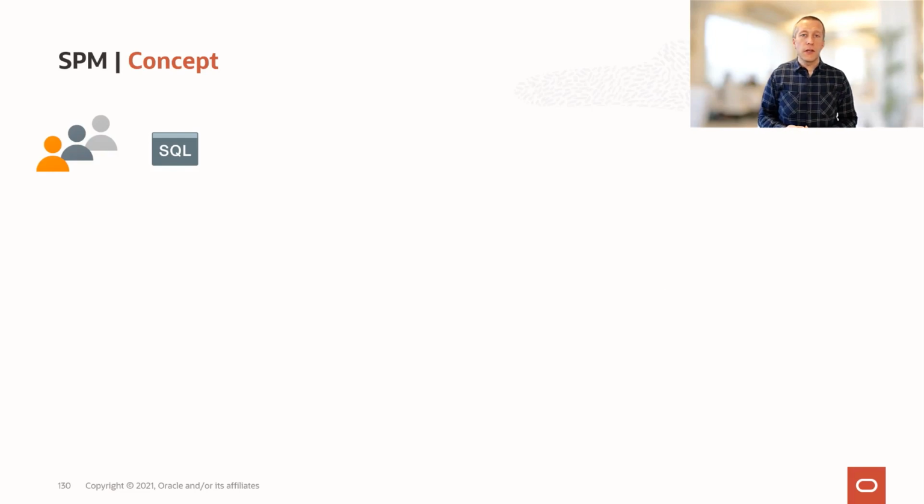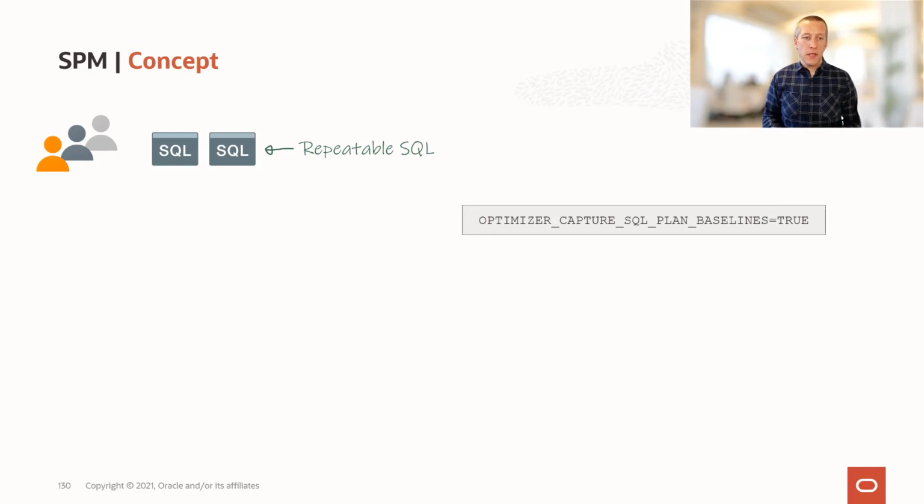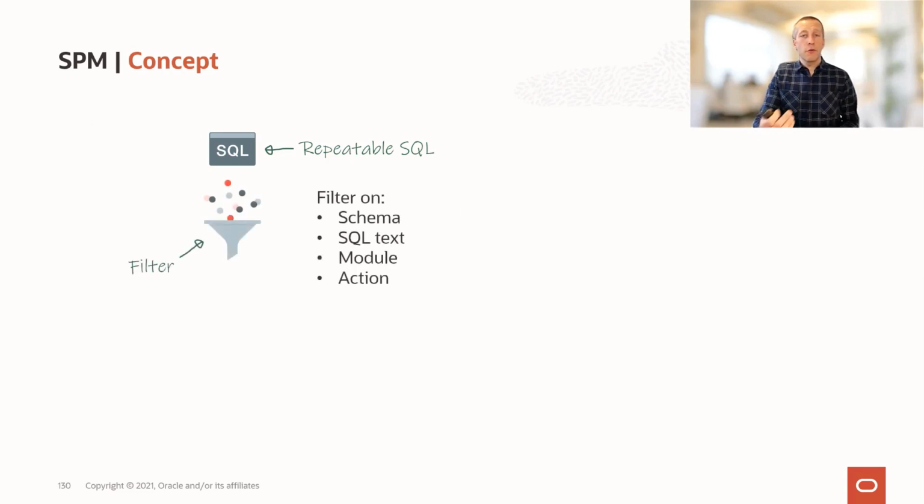Your users are connected to the database and they're issuing SQLs. The second time the same SQL is executed, it's called a repeatable SQL. When the parameter optimizer_capture_sql_plan_baselines is set to true, whenever you have a repeatable SQL, SQL Plan Management will record it. But first, it'll run it through a filter so you can decide whether or not you want to capture that plan. You can provide a filter on this statement or on this schema.